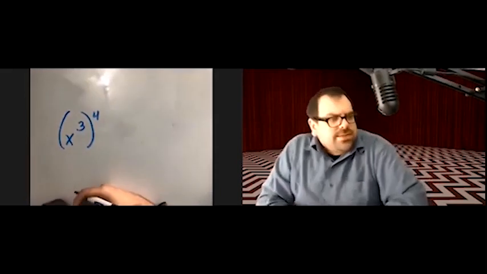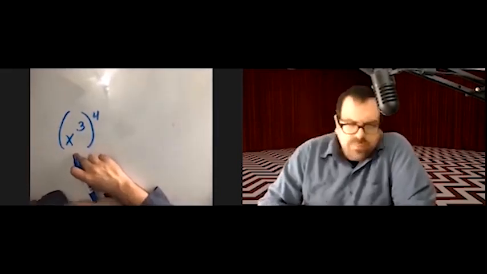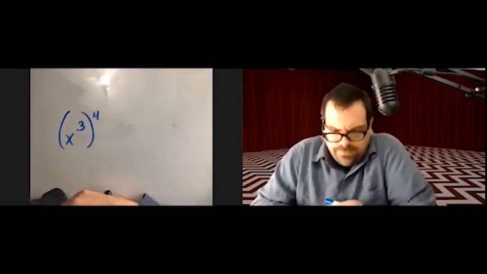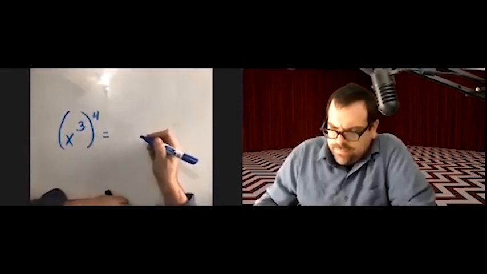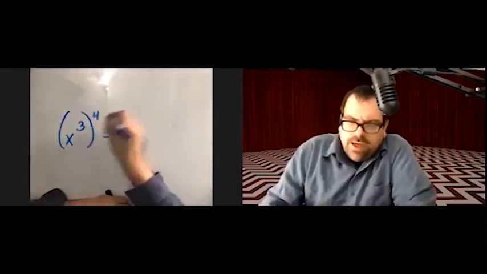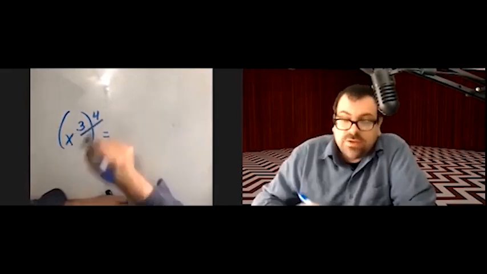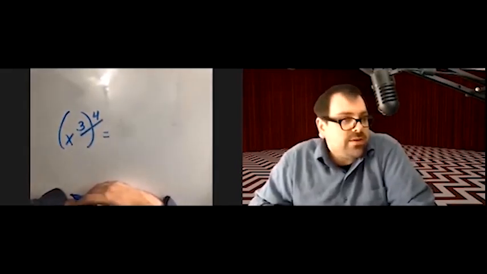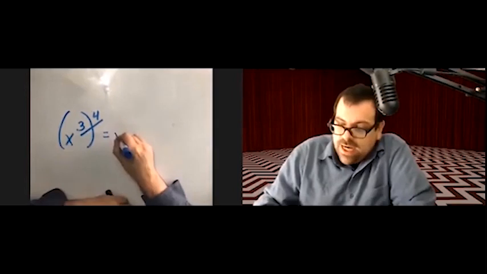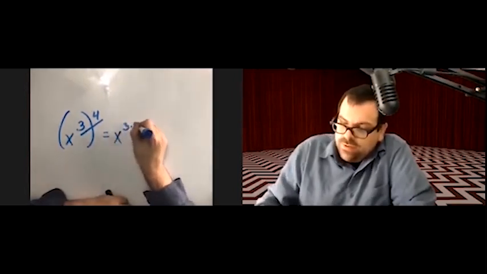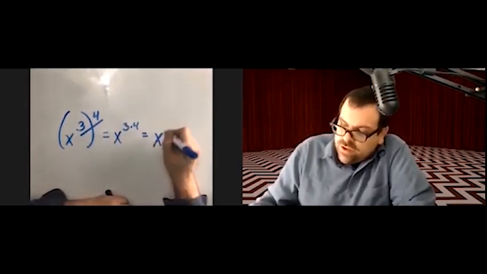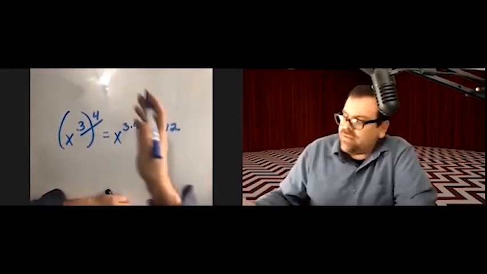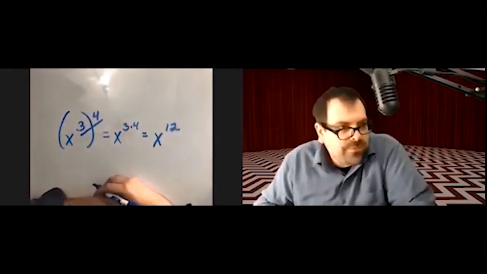Let's take a look at this next. X cubed to the fourth power. Here, our rule is going to be to multiply the exponents together. And 3 times 4 would give us 12. So this is an x to the 7th. This is x to the 12th.